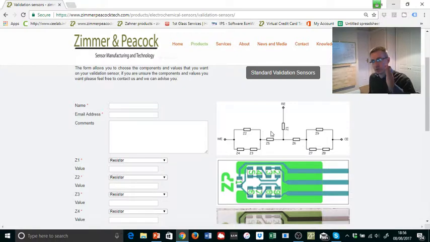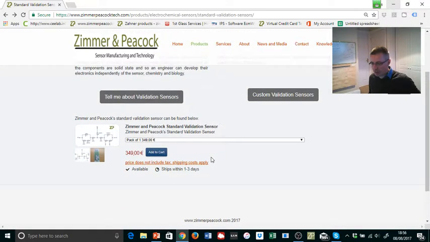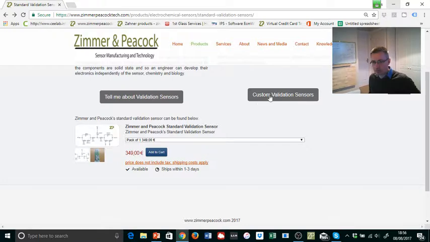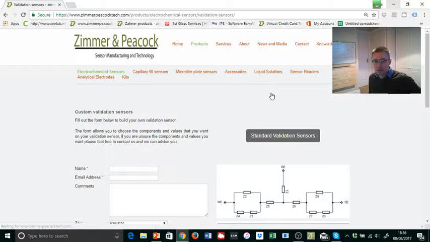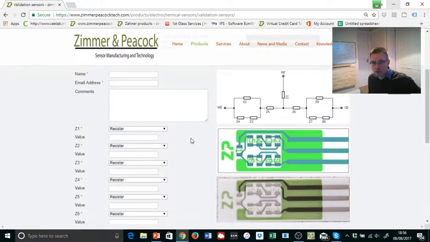But realistically, everyone who's doing biosensor development or medical diagnostic development is going to have a circuit or an equivalent circuit that's specific to their needs. So how do we do that? Well, we can either just give people blank validation sensors, which is basically a blank with nothing on it, and you can populate it with your own components, or you can do custom validation. With custom validation, we just ask you to tell us, you can almost use this drop down menu here, do you want Z1 to be a capacitor, inductor, open, short, diode?